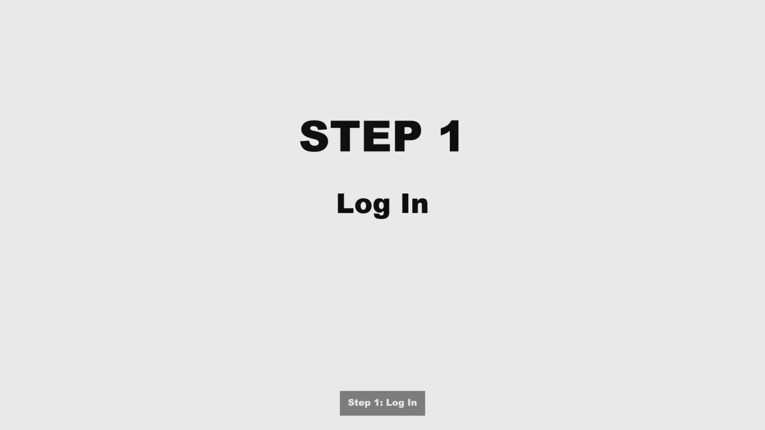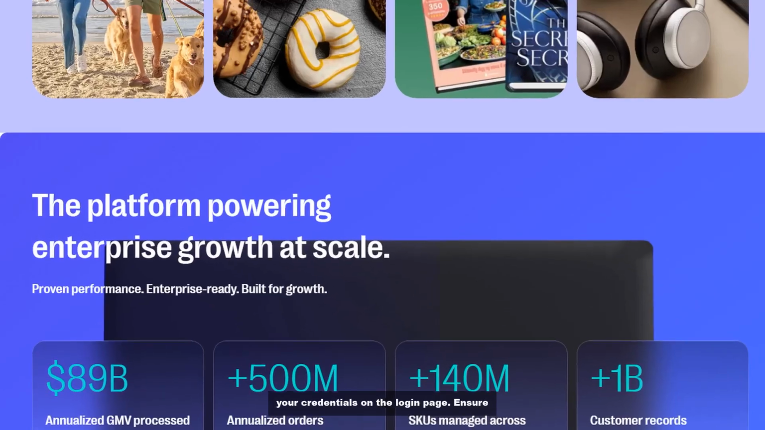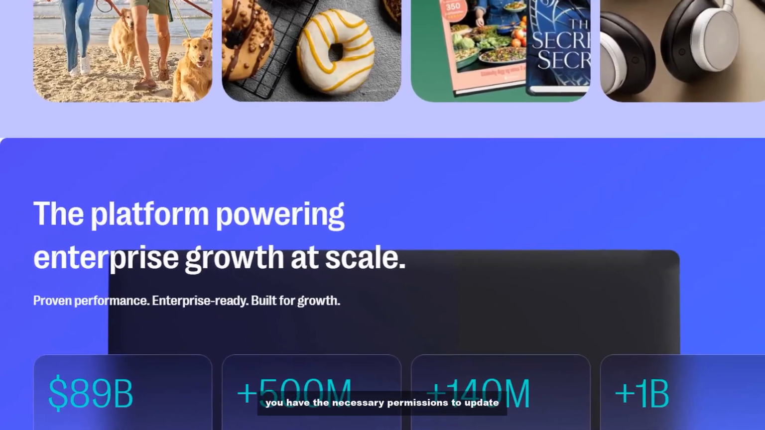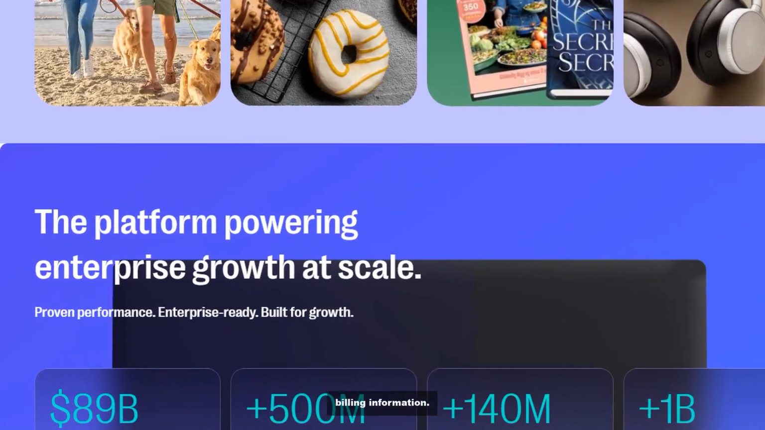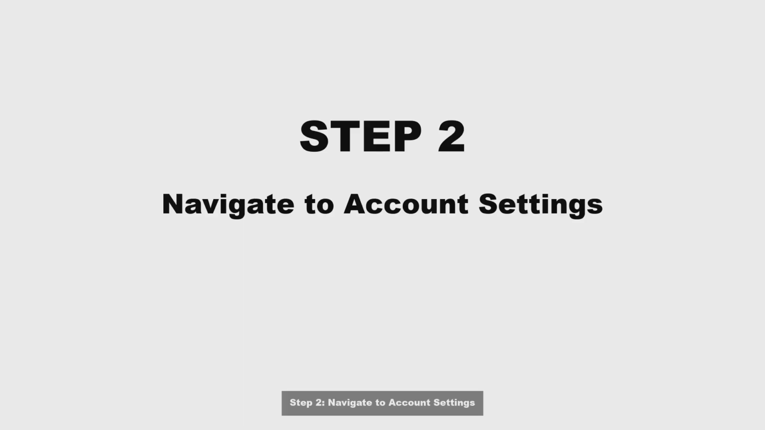Step 1. Login. Access your Commercetools account by entering your credentials on the login page. Ensure you have the necessary permissions to update billing information. Step 2. Navigate to account settings.